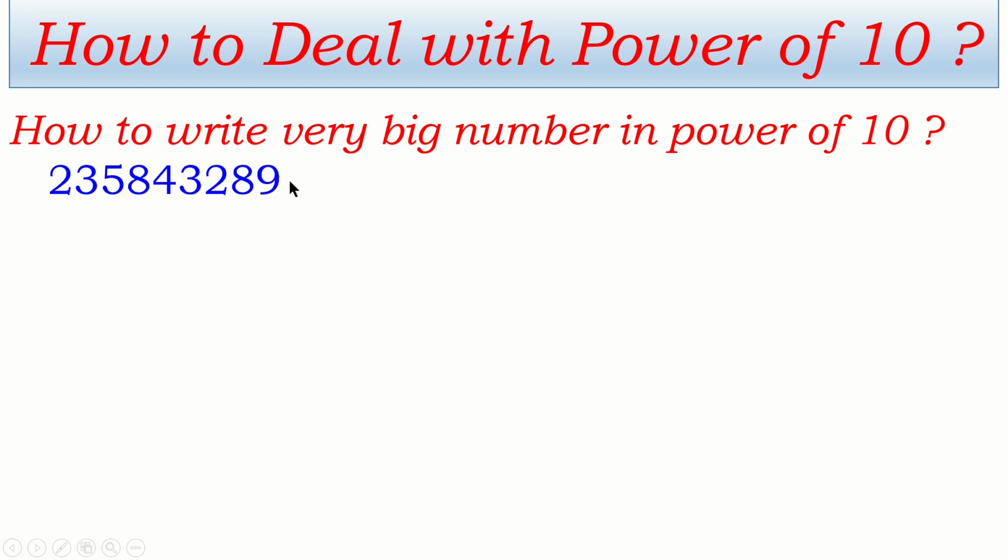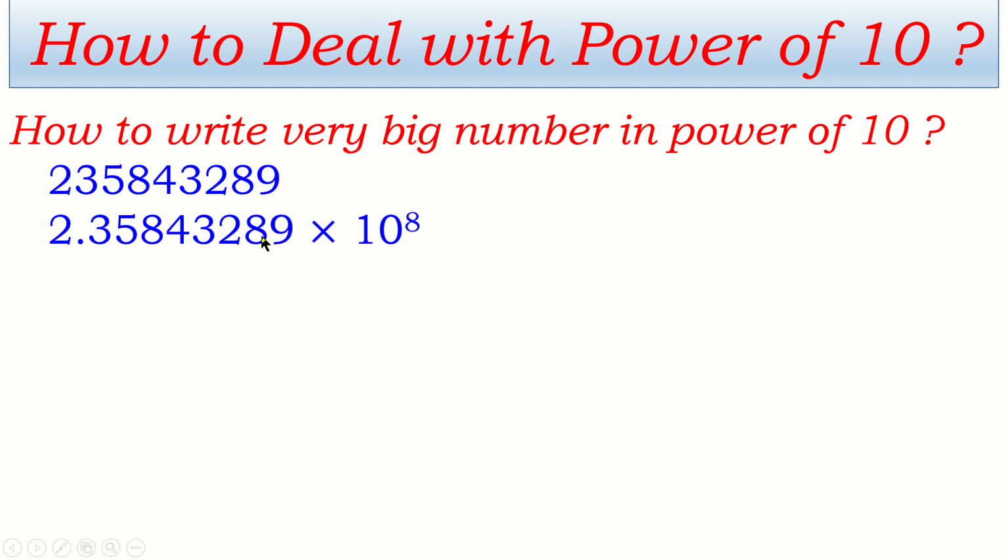If a point is shifted 8 digits left hand side, then we can write 2.3584328 into 10 to the power 8. If we shift 8 digits left hand side, then we have to multiply the number with 10 to the power 8. It means 1 having 8 zeros. Then only this number, the second expression, will be equal to the first expression.